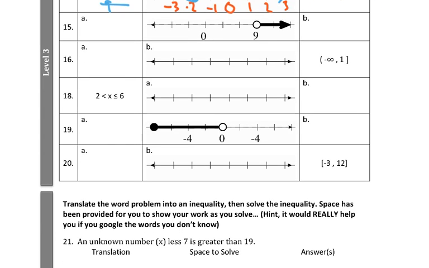Alright, let's go down to number 20. Here, we're given the interval. We need to make a number line and then write our inequality. Okay, the smallest number x could be is -3. The biggest is 12. This is a little tricky to scale the graph, but if you're doing these level 3 questions, that should be okay.